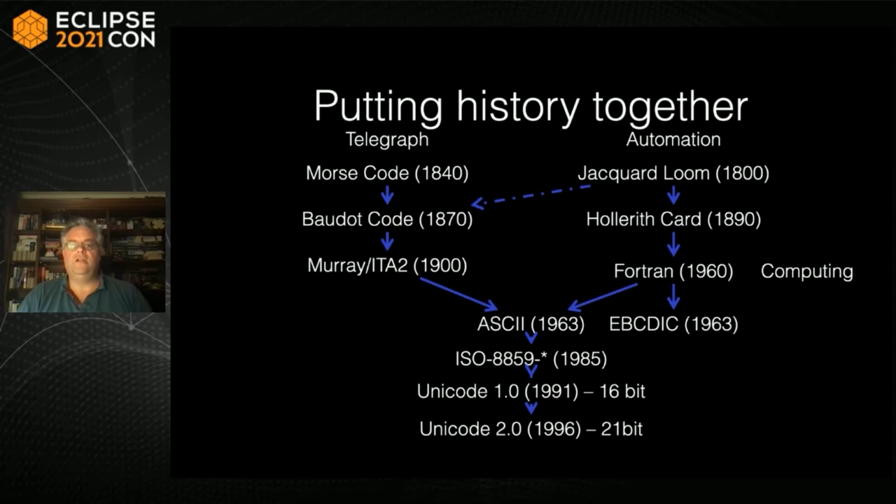On the physical side, you've got automation with the Jacquard loom in the 1800s, leading on to the Hollerith card and ultimately Fortran to get into the sequence. Whereas on the radio and telegraph side, you've got Morse code, which leads to Baudot code, which leads to the Murray ITA2. And then together, combinations of what came out with Fortran and what came out with ITA2 led to this development of the American Standard Code for Information Interchange code page.